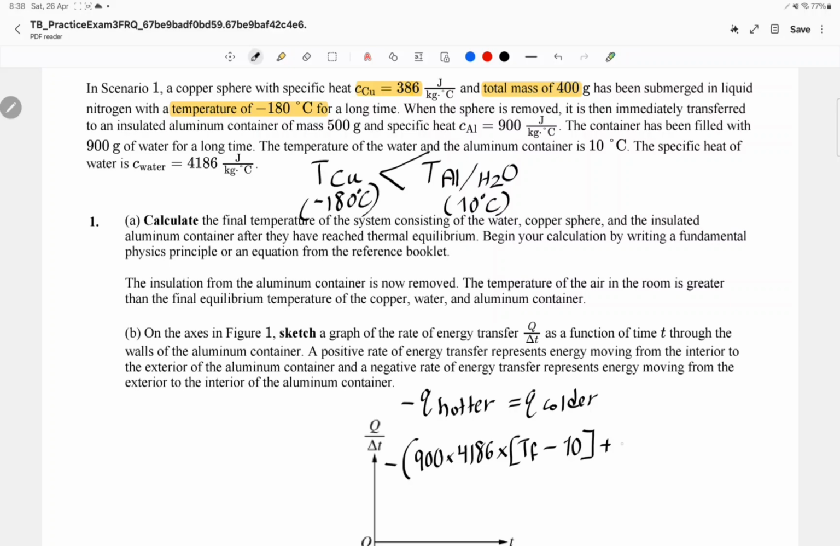Plus the mass of the aluminum, which is 500, C of the aluminum, which is 900, times TF minus 10, since the aluminum was at 10 as well. This is equal to the Q of the colder object, which is the Q of the copper. So MC delta T for the copper. The mass of the copper is 400, the C is 386, times TF minus the copper's initial temperature of negative 180.